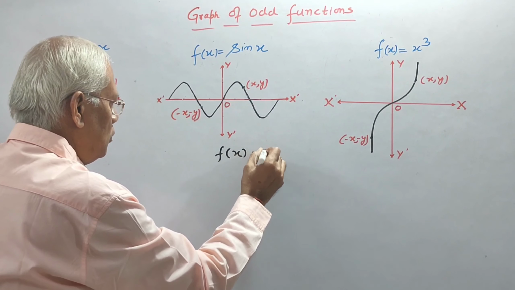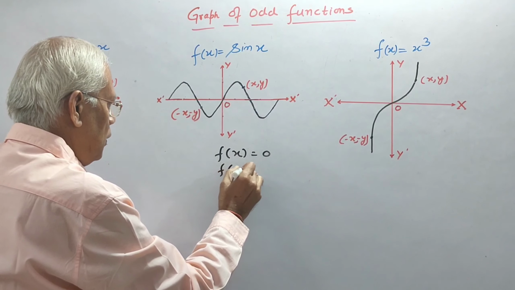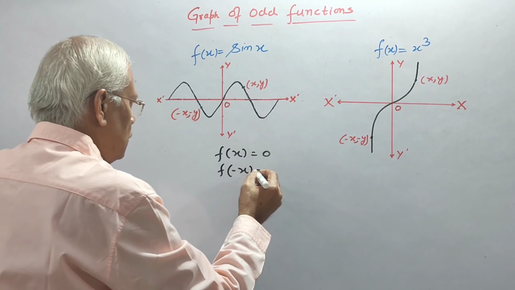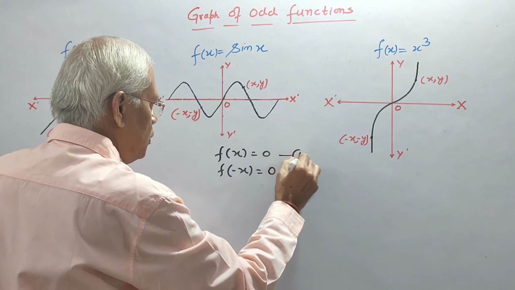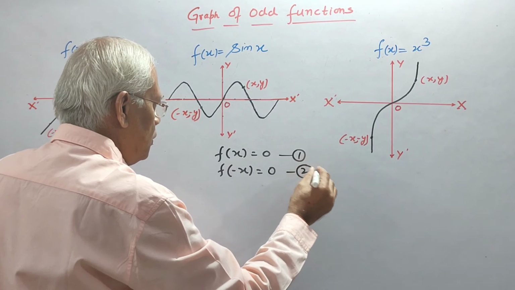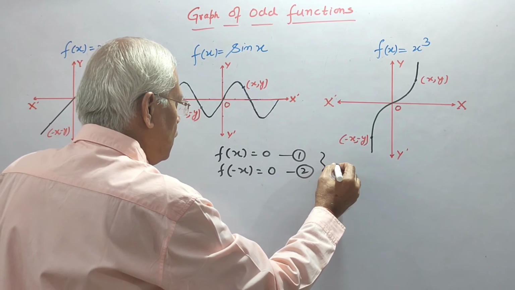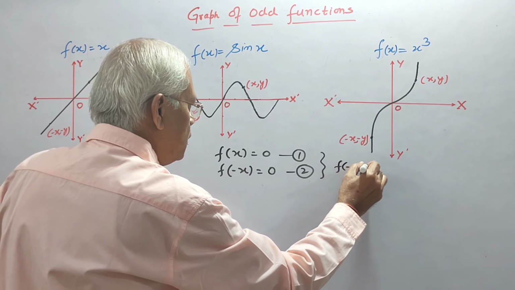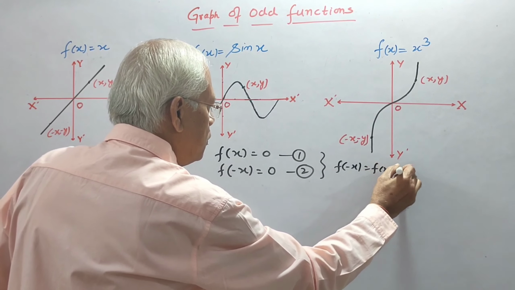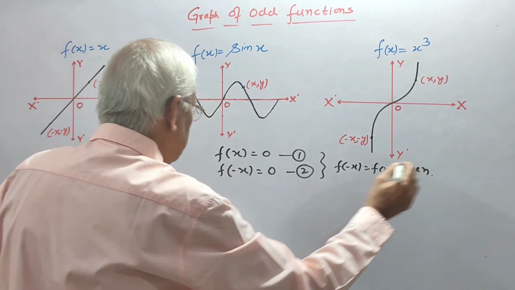f(x) equal to 0. f(-x) is equal to, we have replaced x by -x, this is also 0. Suppose this is equation 1, this is equation 2. So from these 1 and 2, you can see clearly that f(-x) is equal to f(x). So this function is even.